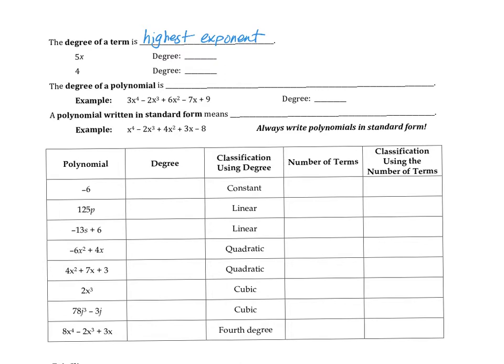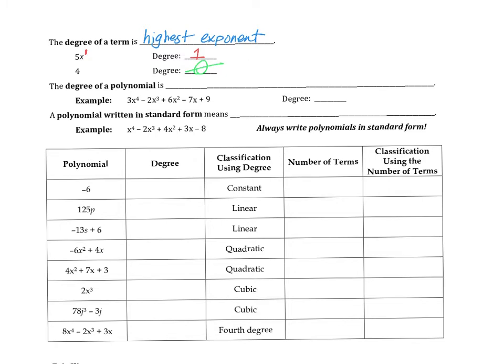Okay, so if you look at 5x, trick, because the x is actually to the first power, remember? So we're looking for the highest exponent. The highest exponent in this example, if that's to the first power, would be 1. It's the highest exponent attached to a variable, okay? So if you look at the next one, it's a constant, which means, guess what? We don't have a degree, okay?